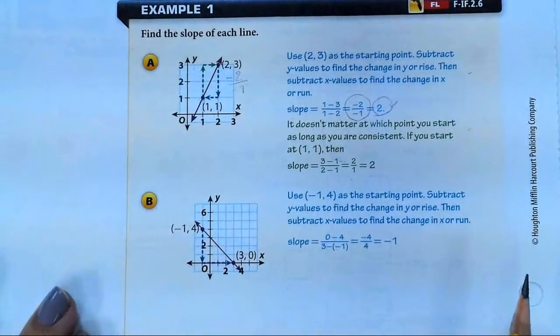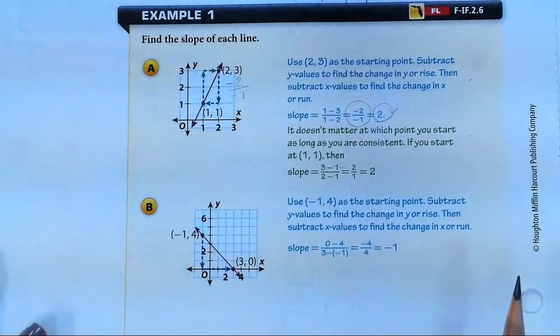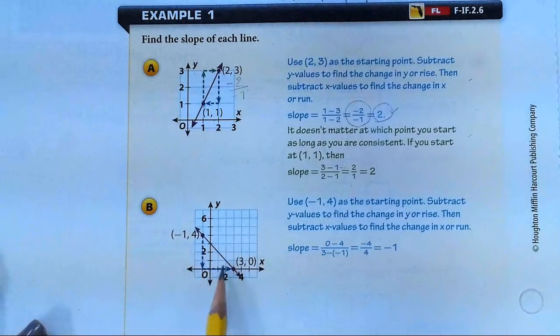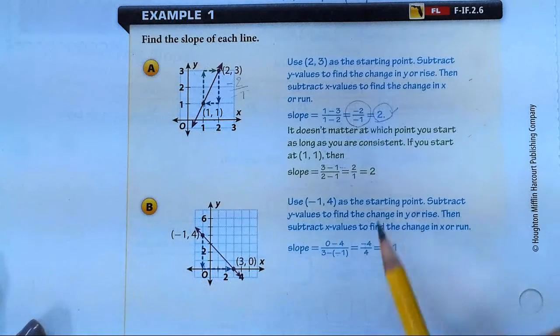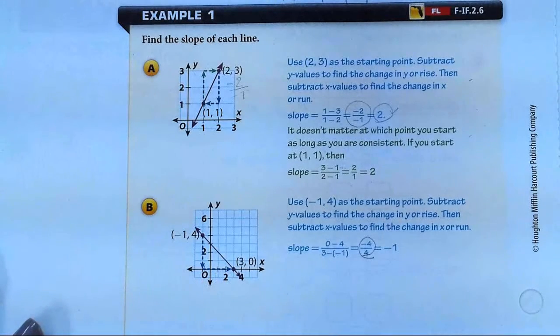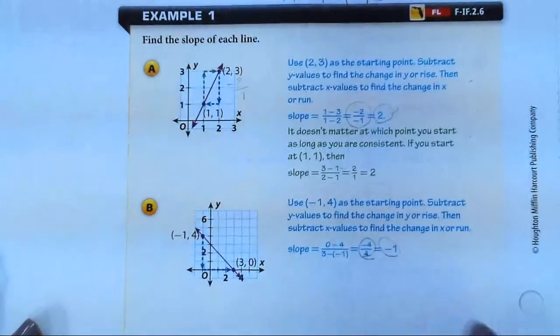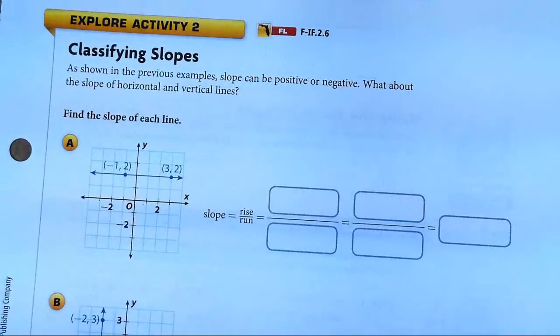Okay, now with example letter B, you can see that from this point to this point, you're going to be going down 1, 2, 3, 4, and because we're going down, that means negative 4. Okay, and then to the right, 1, 2, 3, 4. So you see negative 4 over 4, and when you simplify that fraction, you get negative 1. Okay, so that is exactly how you find the slope of a line when you have a graph.